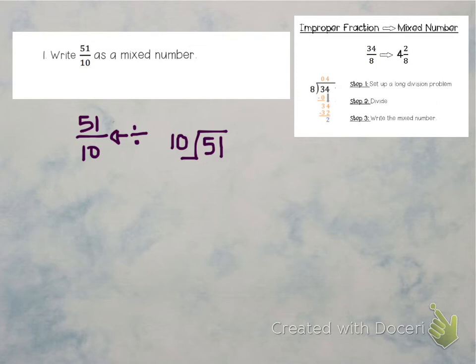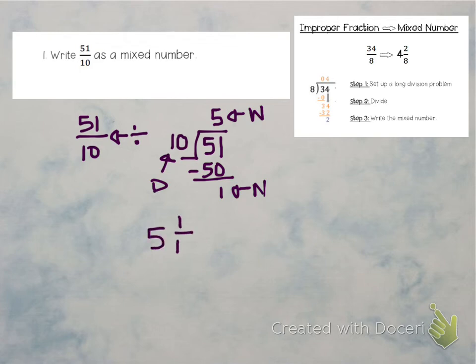Okay, so you should have gotten that 10 goes into 51 5 times. 5 times 10 is 50. 51 minus 50 has a remainder of 1. So this is your whole number. This is your numerator. And this is your denominator. So we get 5 and 1/10.